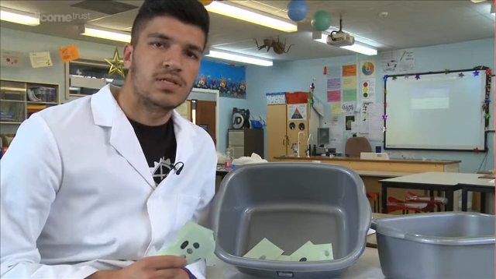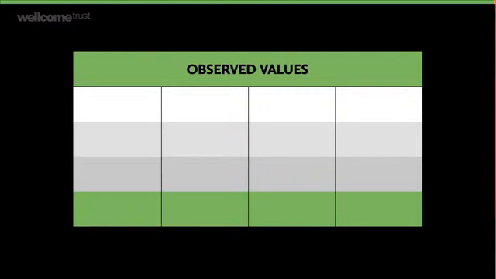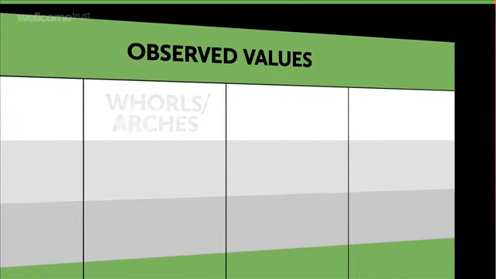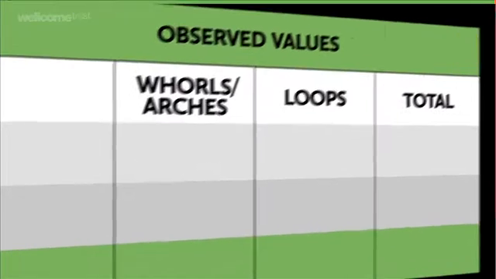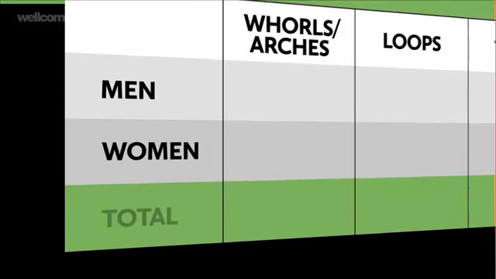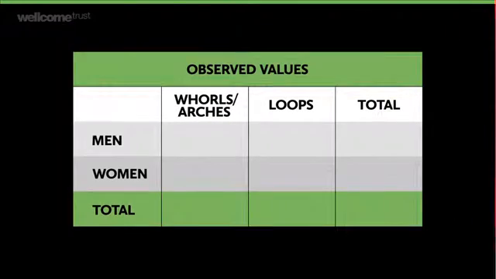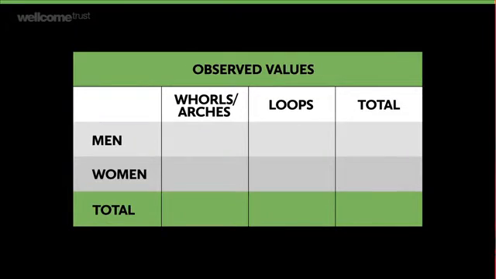Okay, we've collected all our data on fingerprint type. Next, to do a chi-squared test, we set up a table like this one, a contingency table. We've got columns for our 2 main categories of fingerprint types, and 1 for the total. And we've got rows for each category of sex, and another one for the total again. Once we've recorded our observations, we put them into the obvious places. In our experiment, 10 of the women had whorls and arches, and 9 had loops. Among the men, 11 had whorls and arches, and 8 had loops.